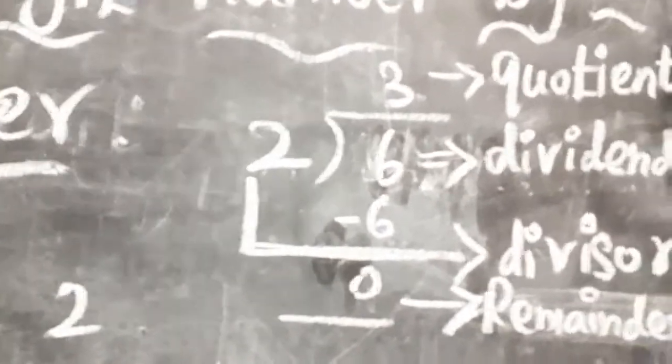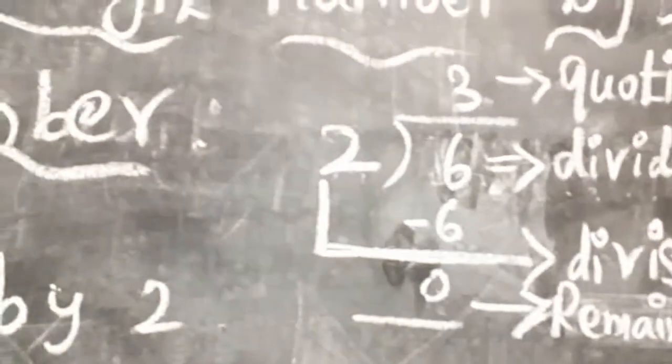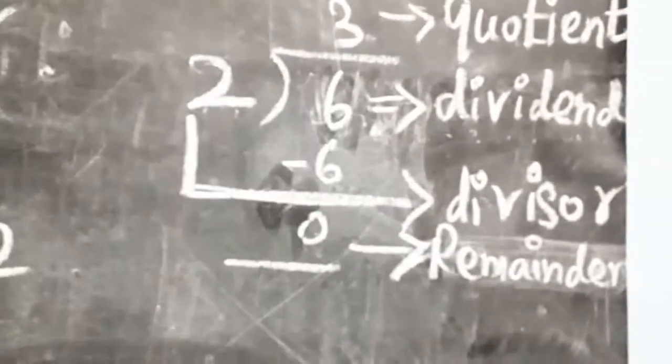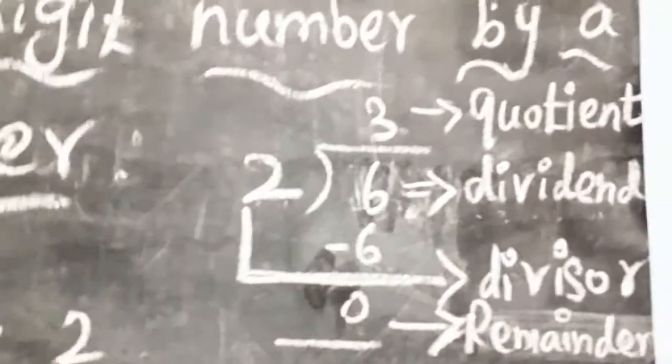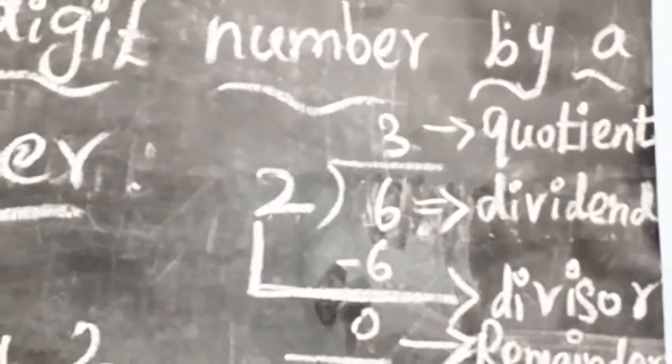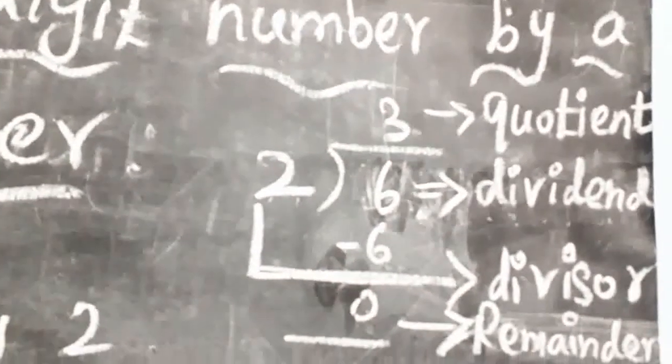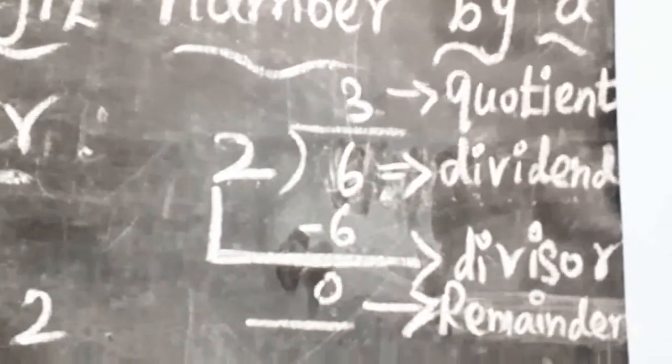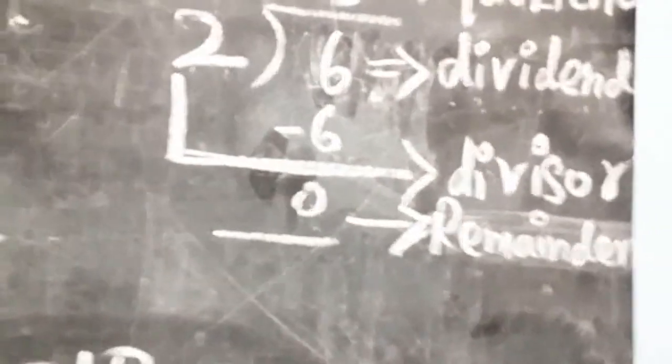Here 6 is called the dividend and 2 is called the divisor. How many 2s are 6? Yes, 3 2s are 6. So write 3 in the quotient. Here 0 comes to the remainder.